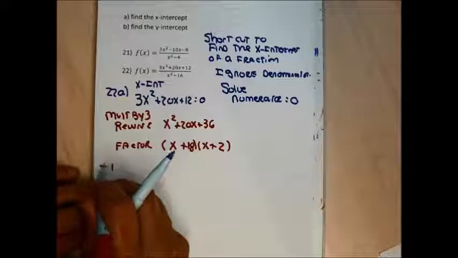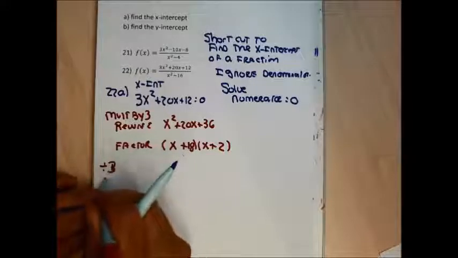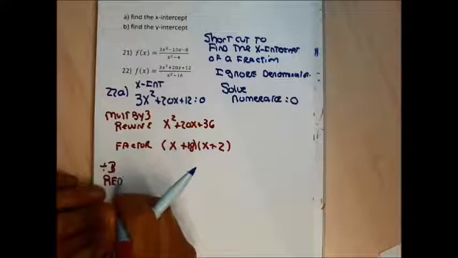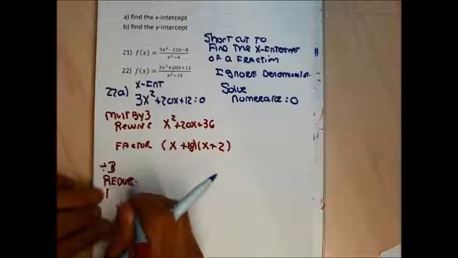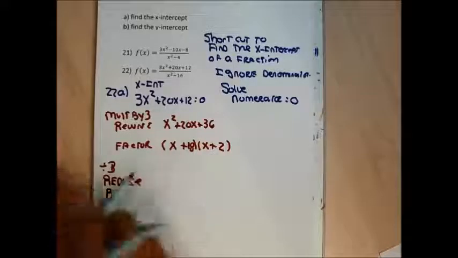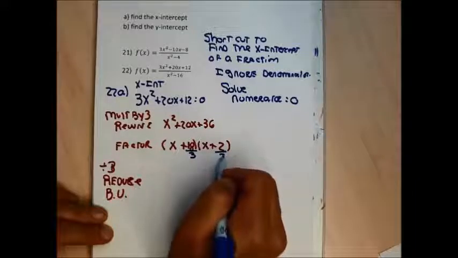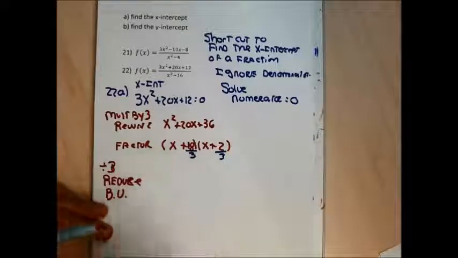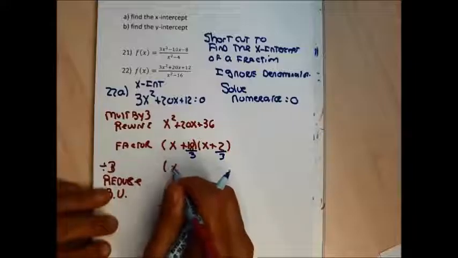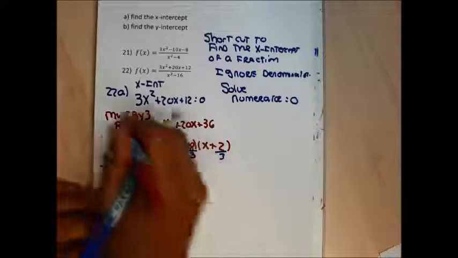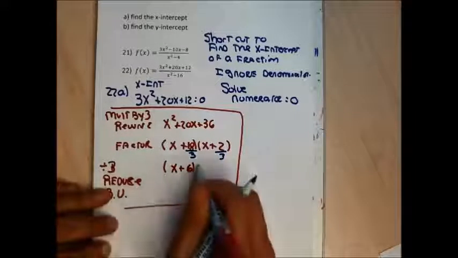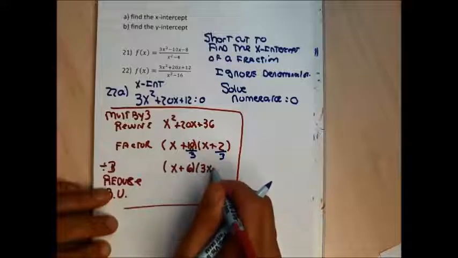And then I'm going to divide by 3, reduce, and bottoms up. So x plus 18, I'll divide it by 3. X plus 2, I'll divide it by 3. The first fraction comes out to be x plus 6 when it reduces. Second fraction turns into 3x plus 2 because I bottoms up.